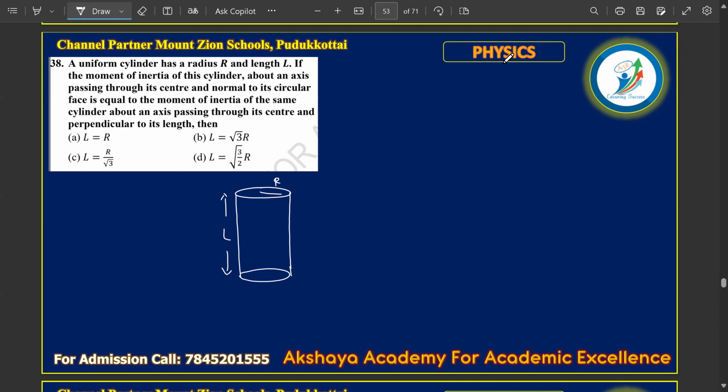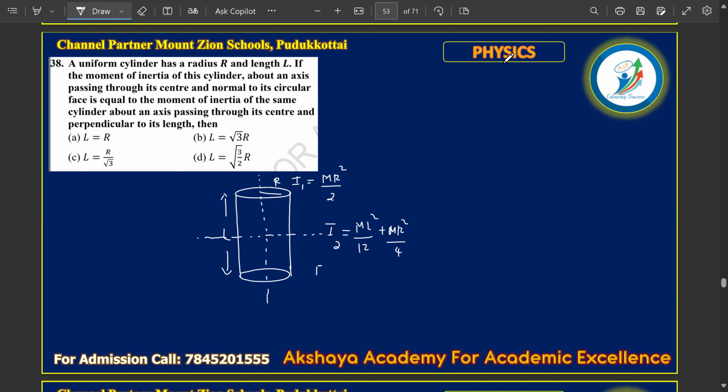Now, they are given that the two moments of inertia will be equal. One is through the axis passing through its center, so let us take that as I1. By the formula we know this value is mr square by 2. The other one they have asked to consider is along the line passing through the center but perpendicular, where its length is L. Let us take this as I2. Its formula is ml square by 12 plus mr square by 4.